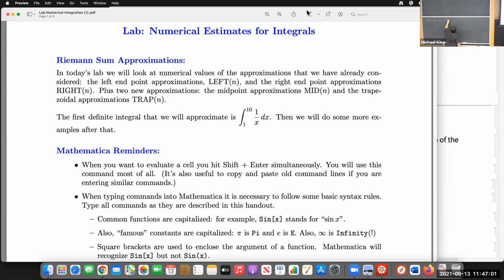And later in the lab, there's another function. But if you think about it, what does this equal? What's the antiderivative of 1 over x? It's ln, the natural log of x evaluated from 1 to 10, which is natural log of 10 minus natural log of 1. What's natural log of 1? Why is natural log of 1 equal to 0?